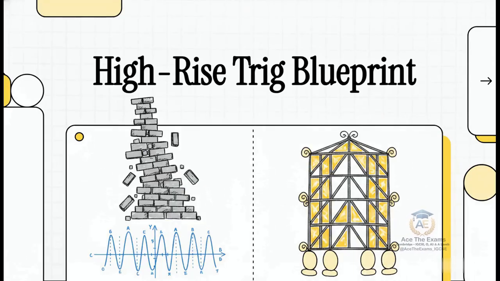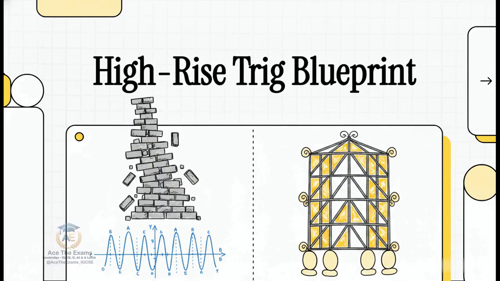Welcome to the Explainer. Today's deep dive is all about constructing our high-rise blueprint for trigonometry graphs. When you pore over the Cambridge Principal Examiner reports, a massive structural failure becomes obvious. Students almost always fall into one of two traps. Let's look at our builder profiles to understand this.